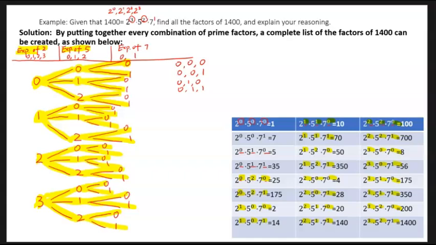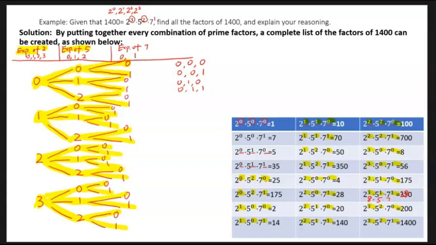So after we go through all the combinations, and this tree will guarantee you don't have any repetitions and you're not missing any combinations, now you just need to multiply everything out, which I did here. And just to pick an example, this one would mean 2 to the third, which means 8. 5 to the first is 5, and 7 to the first is 7. So you multiply 8 and 5 is 40. 40 times 7. Oh, I actually made a mistake here. So that should be 280 here.